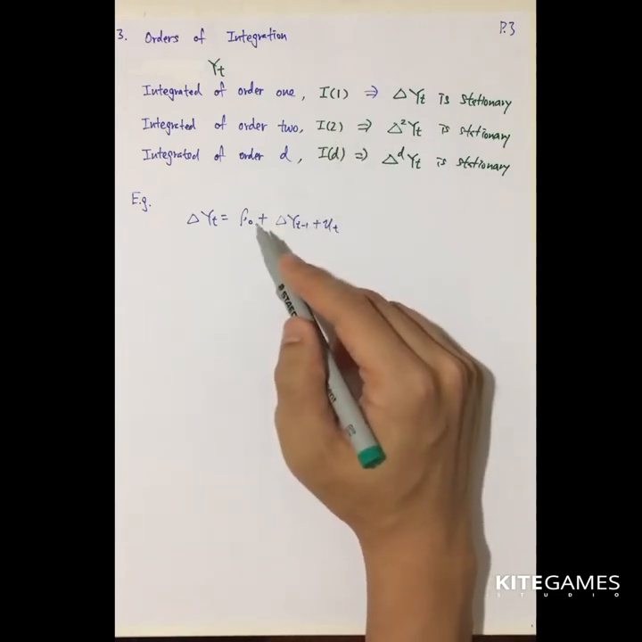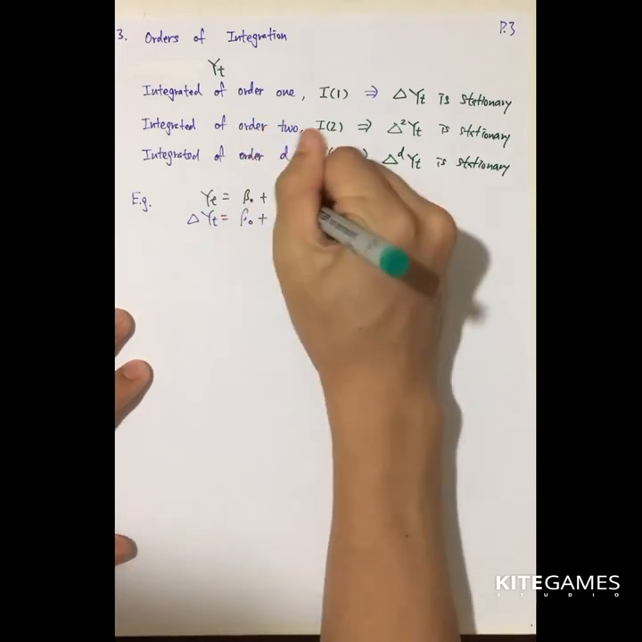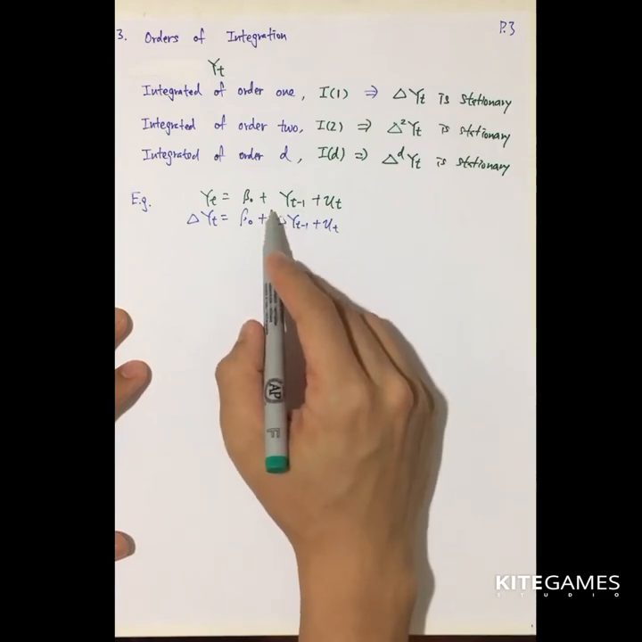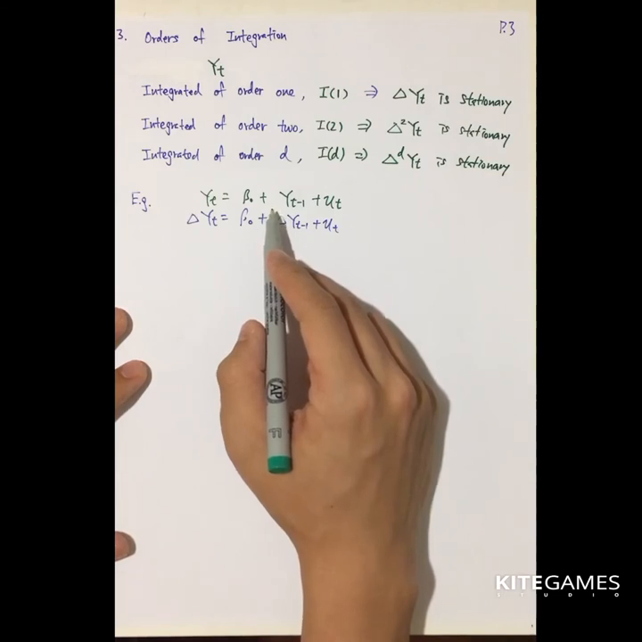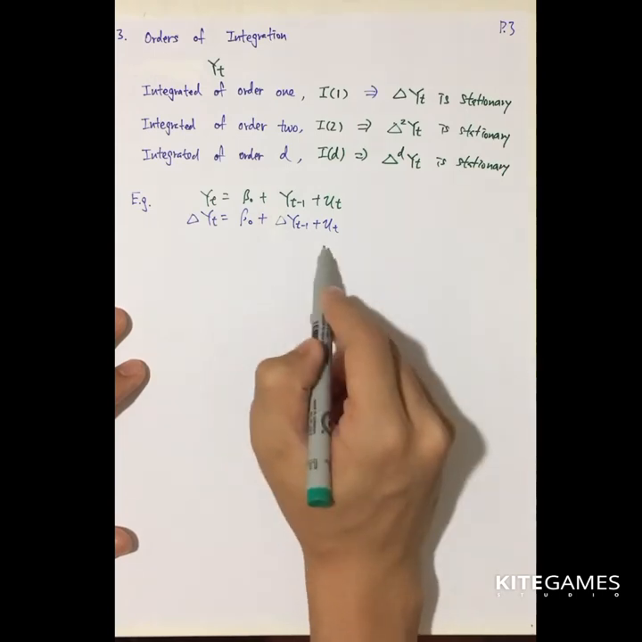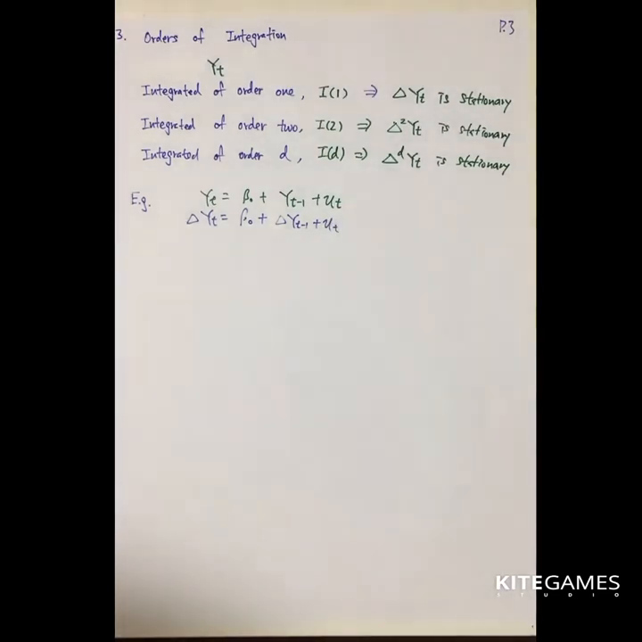So this is the random walk model. If this is I(1), the random walk model is something like this. It is non-stationary because here beta 1 is 1. If you want to turn it into stationary, you need to difference it. Then in this case, it is stationary, and you can do hypothesis testing using the second equation. And if you want to test whether it is order of integration 1 or 2, you can do something called the Dickey-Fuller GLS test. But this is quite advanced. I would not mention this here.